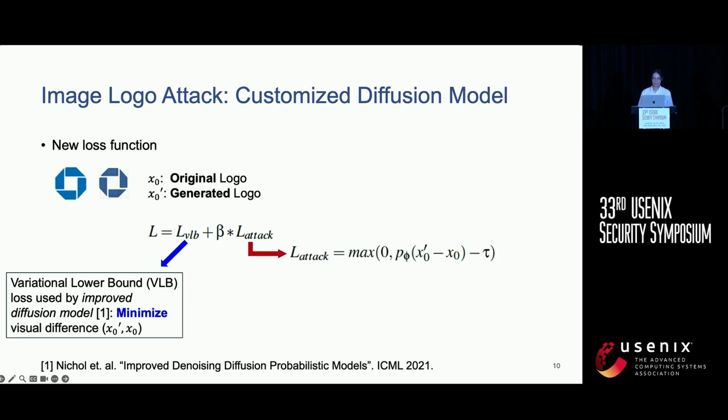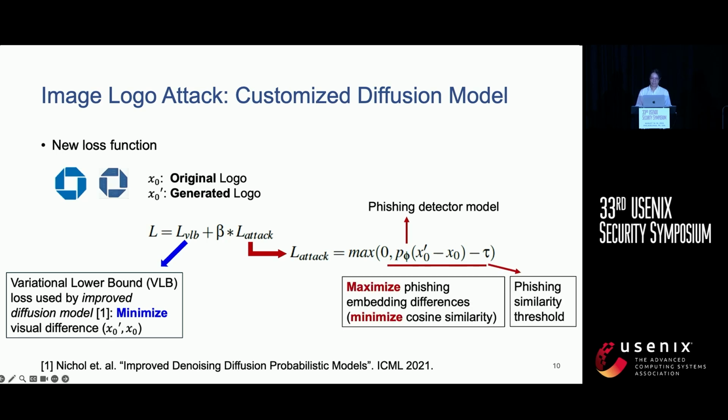L attack is a hinge loss function. P5 refers to the phishing detector Siamese model, and the goal of this loss is to minimize the differences in phishing embedding space for the generated and the original logo. Specifically, it aims at minimizing their cosine similarity to be smaller than the predefined similarity threshold.